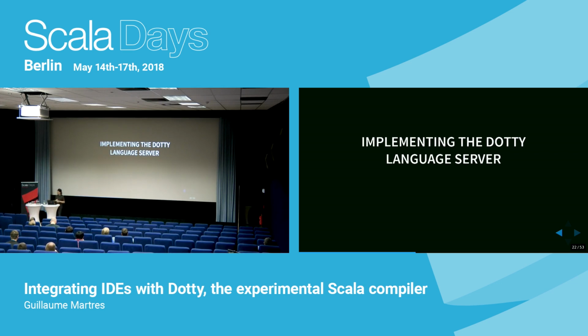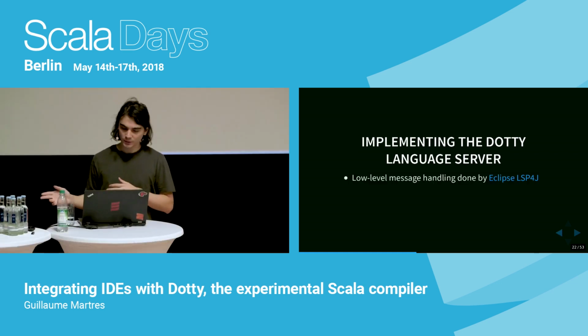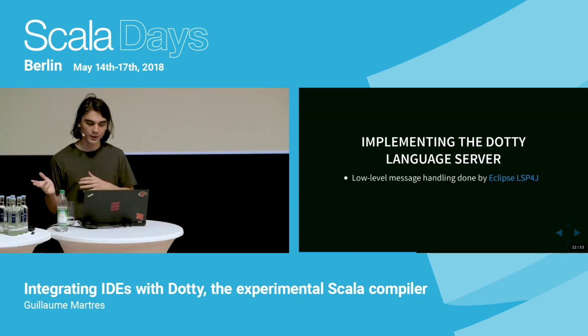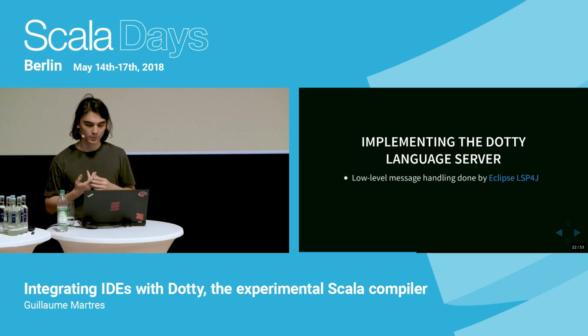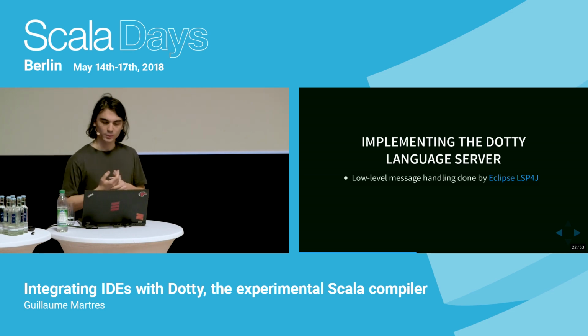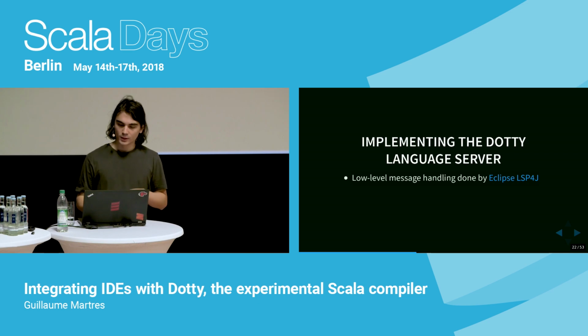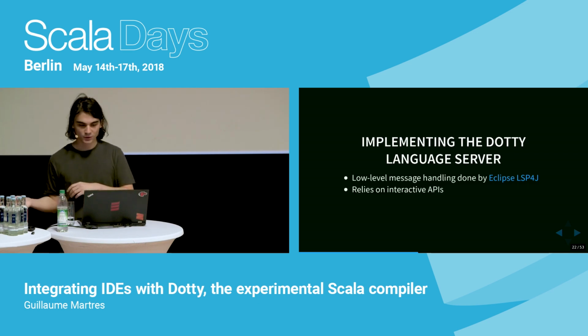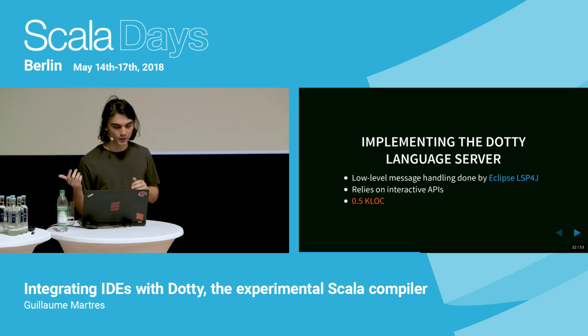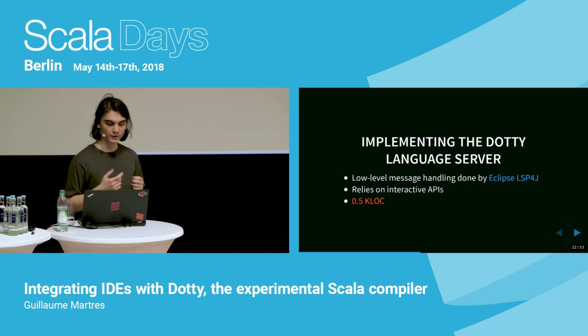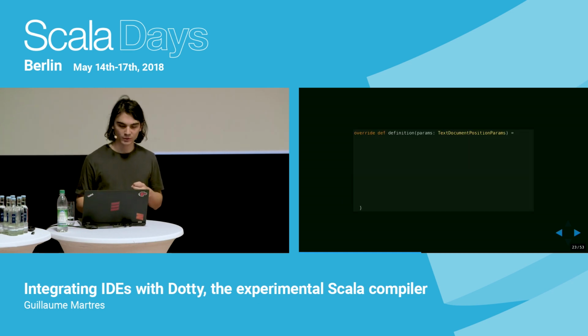So how do we implement a language server for Dotty? Well, it's pretty easy because all the low-level handling can already be handled using the LSP4j library, which was implemented for Eclipse, but that we can reuse. And all the interaction with the compiler can be done using the interactive APIs we discussed in the previous sections, which means that in the end, it's only a few hundred lines of code to implement the language server.